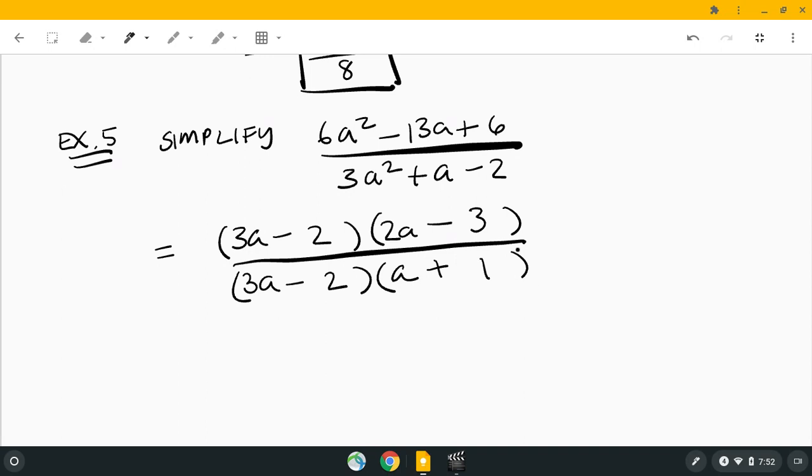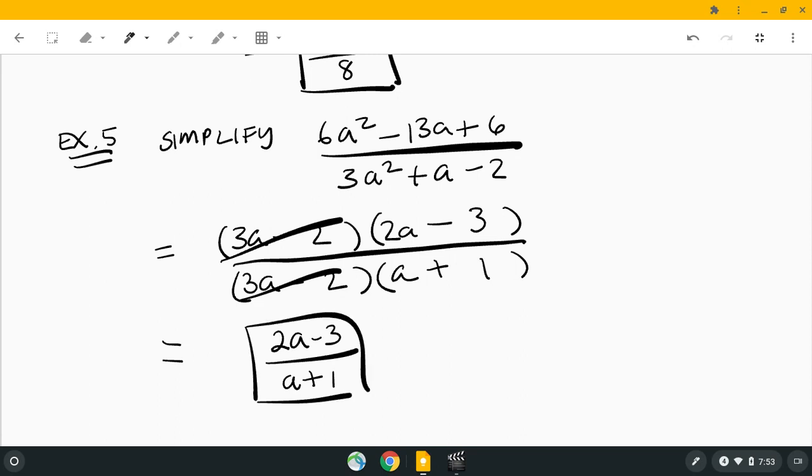All right, so let's check to see if we get 1a for the middle. Outside, positive 3a. Inside, minus 2a. 3a minus 2a is 1a. So this is the correct factoring. And then here, they cancel, and you're left with 2a minus 3 over a plus 1.